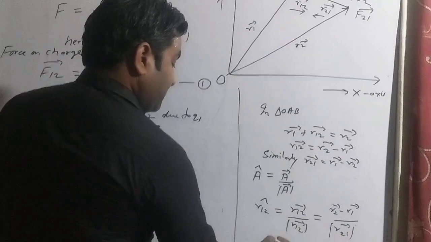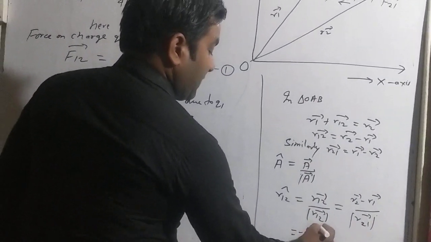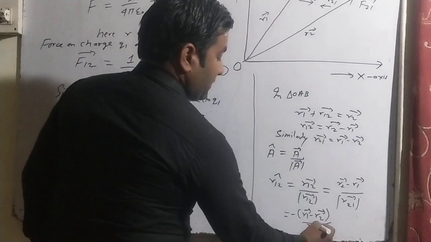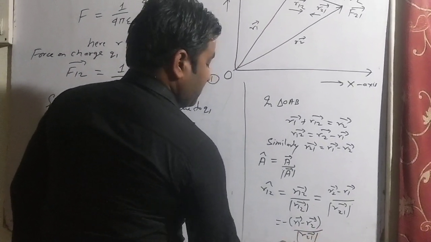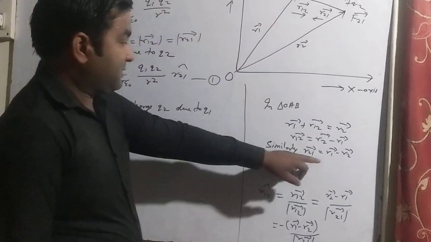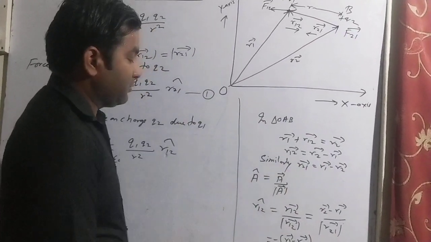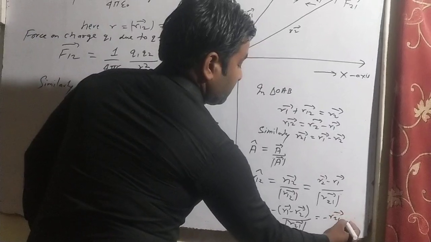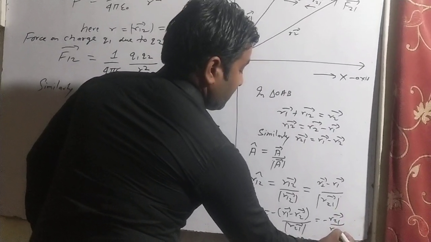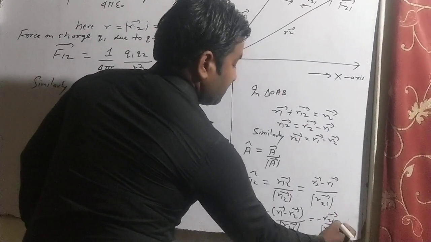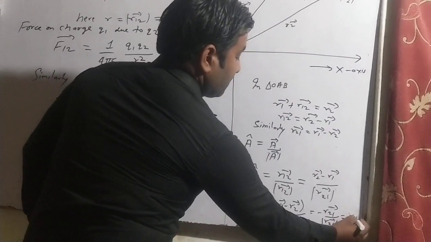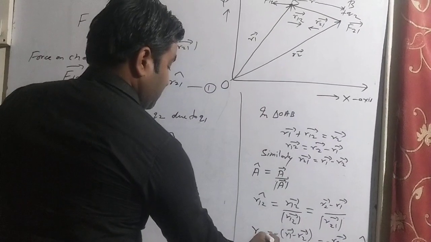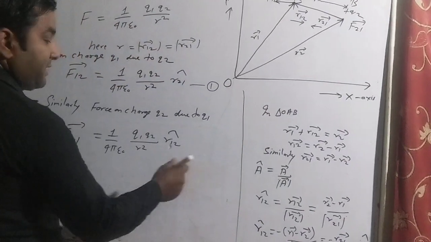Then when we take the minus sign here, R1 minus R2 upon mod R1 minus R2 is vector R21, so this is minus R21 vector upon R21 mod, which represents minus R21 unit cap. Here the value of R12 unit cap is equal to minus R21 unit cap.